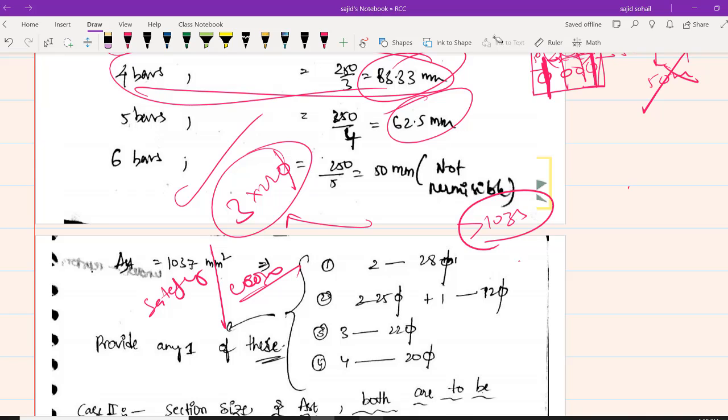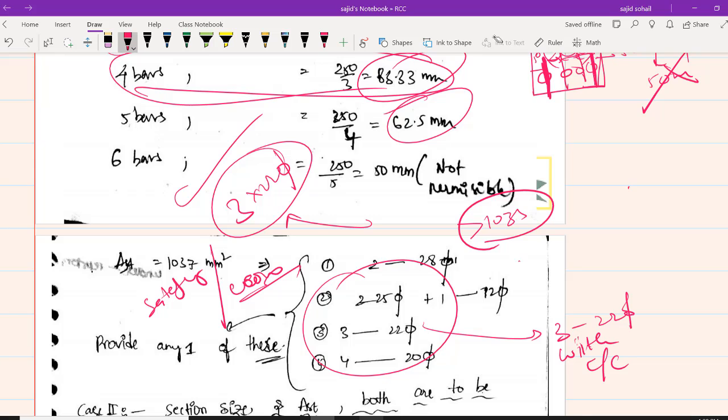So after that, write down. You can write these cases like this. After that you can say, I am considering 3 bars of 22 mm diameter with center to center spacing, c by c spacing. How much did we get for 3 bars?